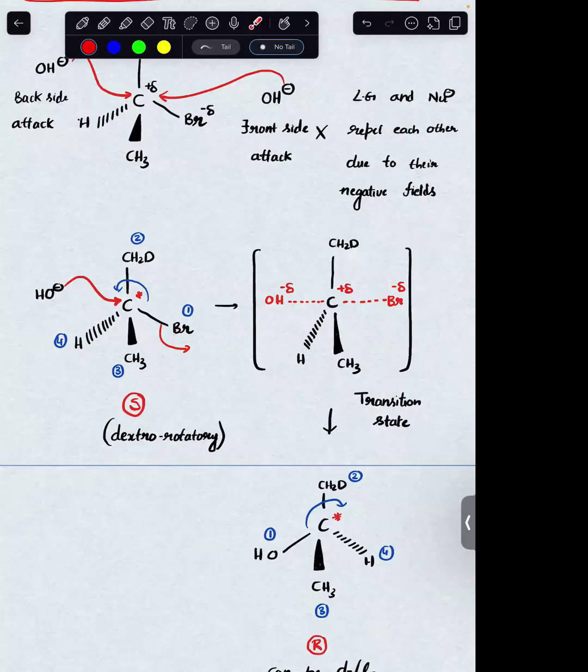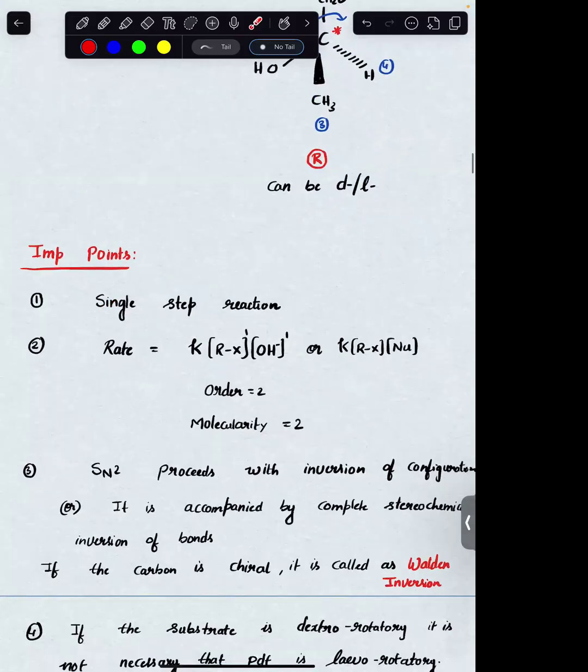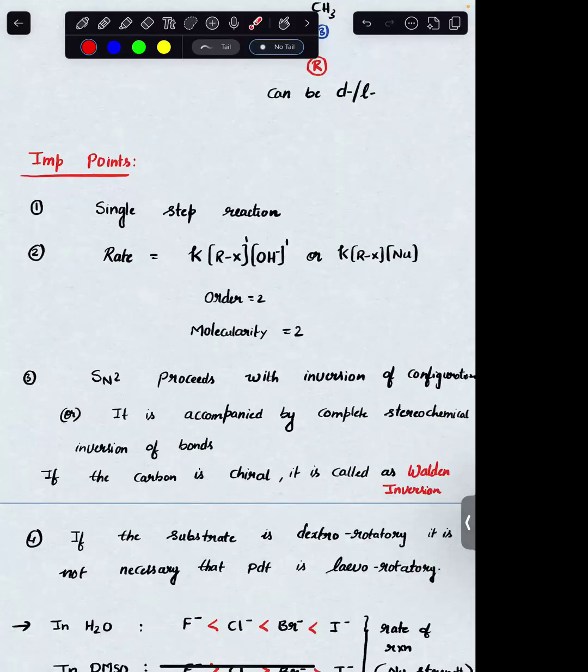If I want to mark the rate of the reaction, it will be directly proportional to the concentration of this and the concentration of this, raised to the power of only one because it's an elementary reaction. Rate can be written as k into concentration of RX and OH minus. So the order is 2, molecularity is also 2. And SN2 proceeds with the inversion of configuration.